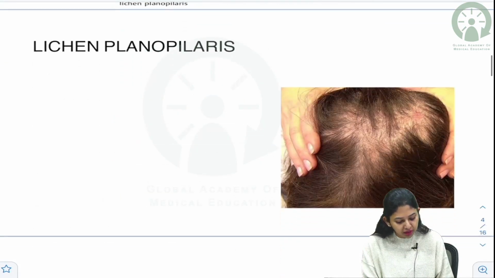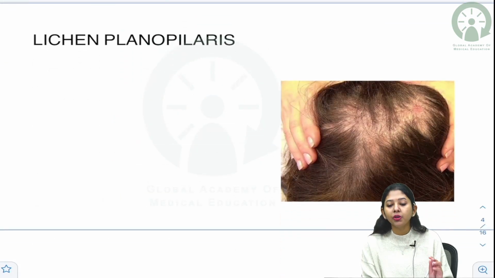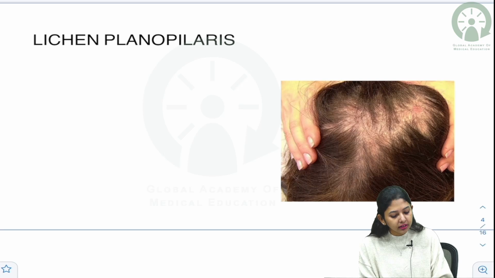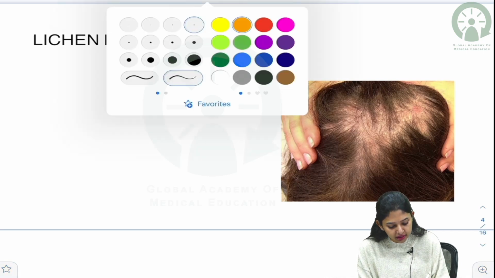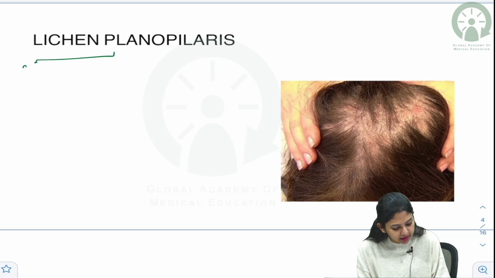So let's move to lichen planopilaris. Now lichen planopilaris we discussed while studying lichen planus, right? It's involvement of the hair follicle. Now there are three variants of lichen planopilaris. First is the classic type. There is the classic lichen planopilaris, which we discussed in lichen planus also.